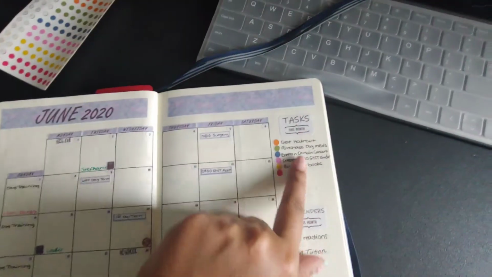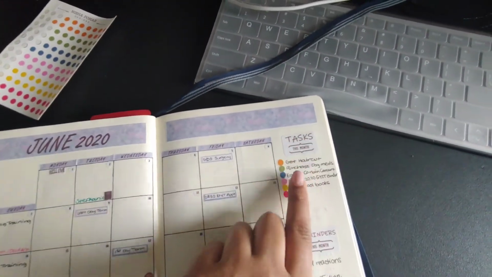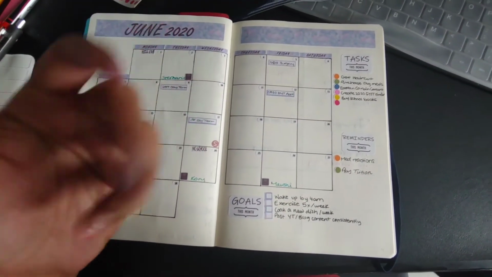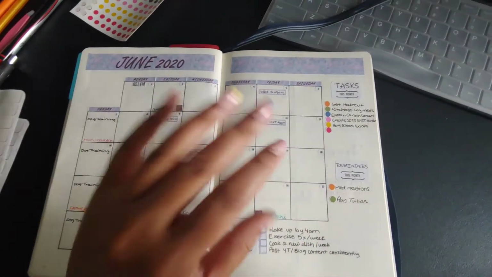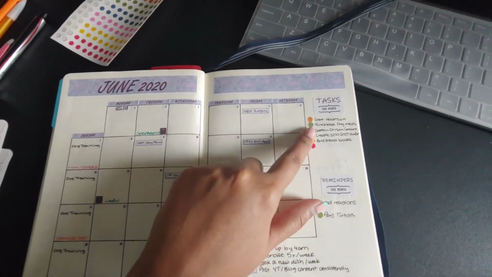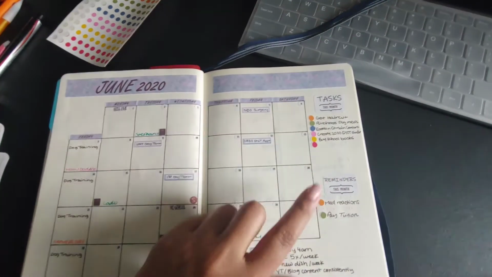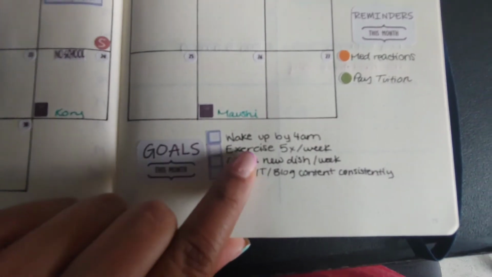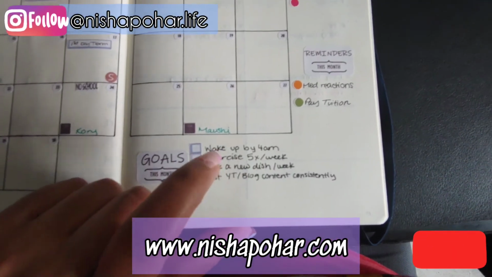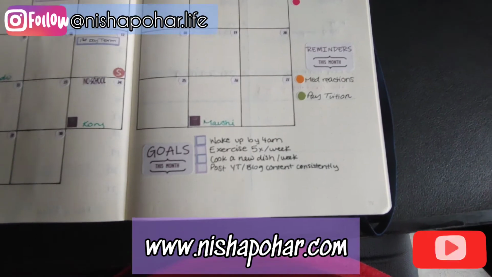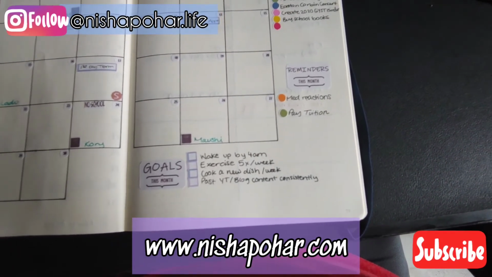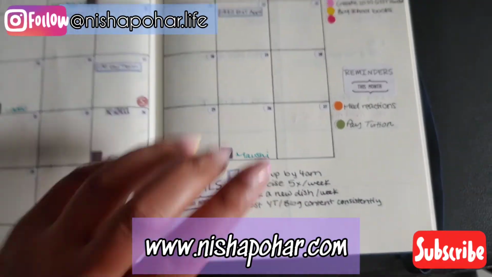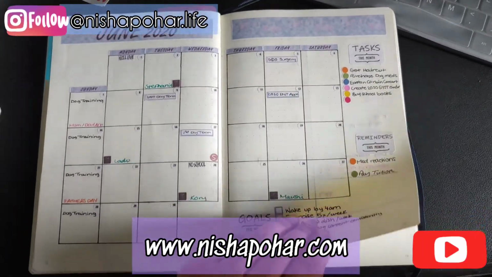Birthdays are on here. I did go ahead and write in a few tasks that I need to get done, like get a haircut. Here in Texas, the COVID restrictions are kind of lifting slowly, so I'm gonna go ahead and get that scheduled, as well as do a few other things there. Also, just reminders that I need to remember. Also, my goals, which is waking up early, exercising 5 times a week, cooking a new dish a week, and posting to my blog, as well as my YouTube channel consistently. So that is that information, and that is how I set up my spread.